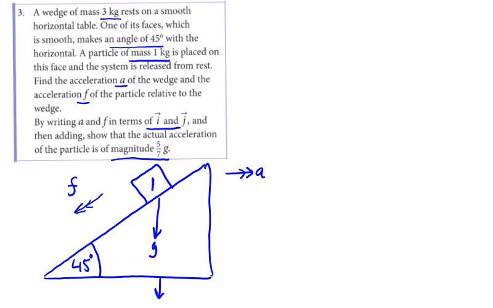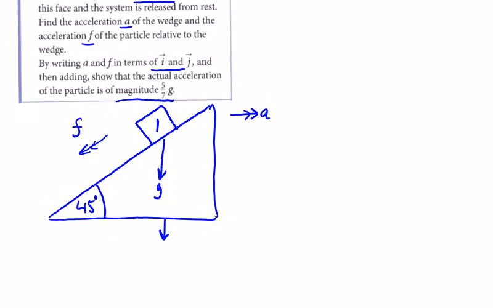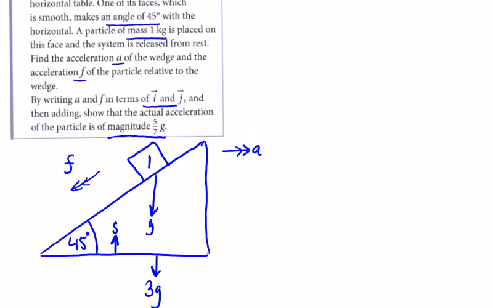What's the mass of my wedge? 3g. I always have a reaction between the wedge and the table. It doesn't come into the context of this question. And I have the reaction between the particle and the wedge, my R, going up and going down. So that's what's going on here. Let's look at these individually. And let's look at my particle.